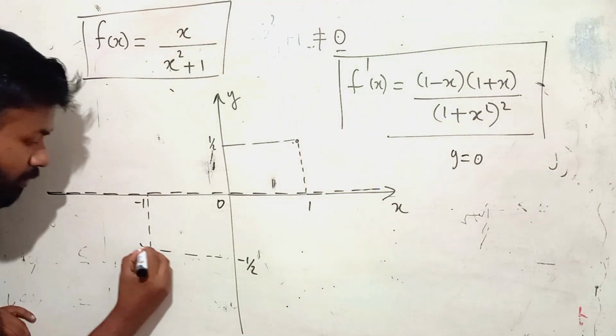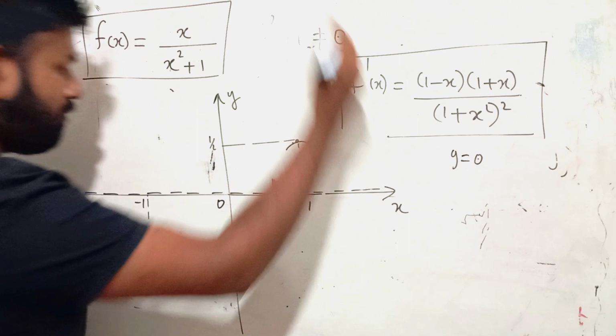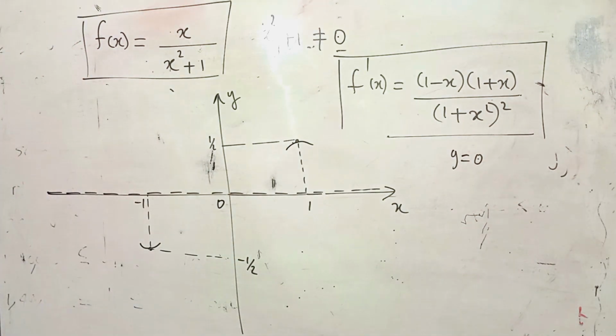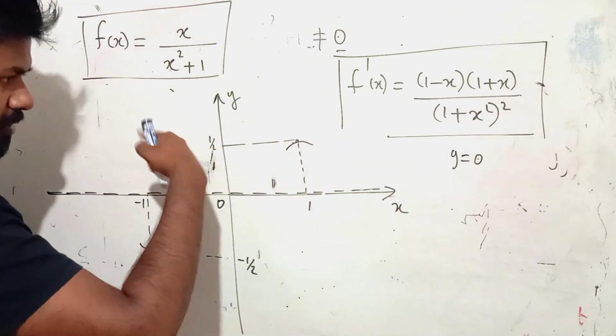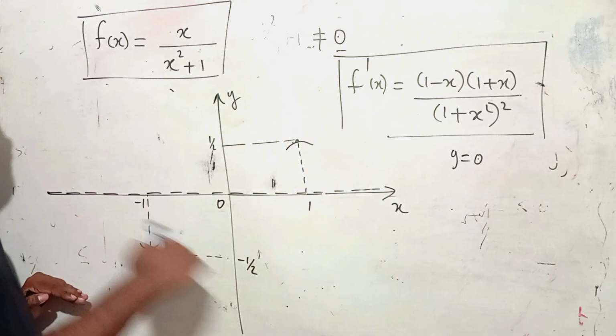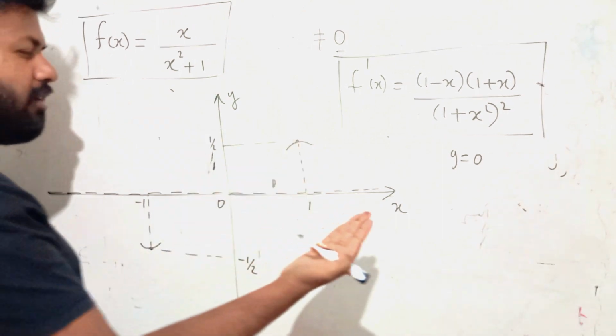So here you have a minimum point, and here you have a maximum point. So the graph will go on like this. So what is the meaning of asymptote? What is the meaning of horizontal asymptote?